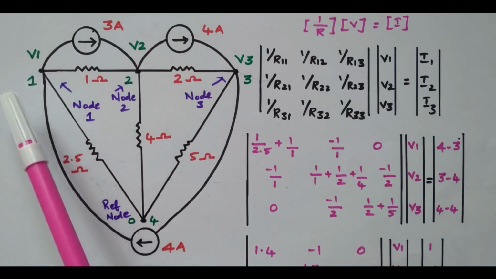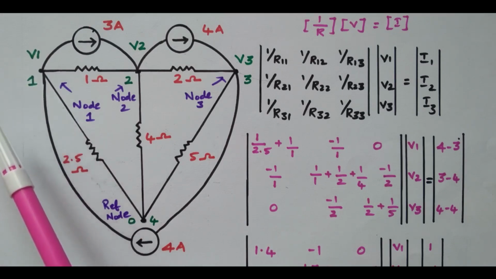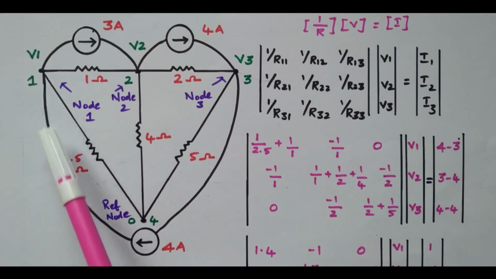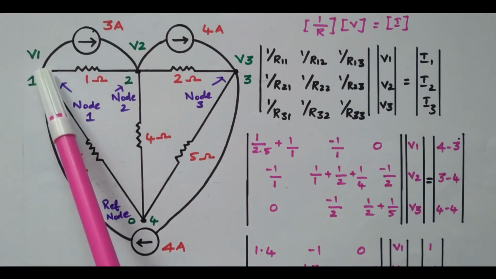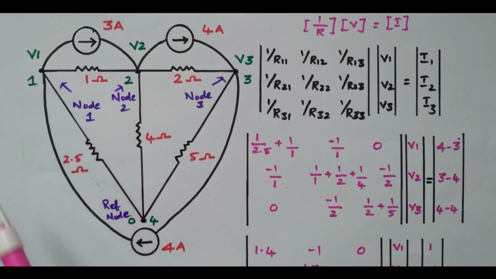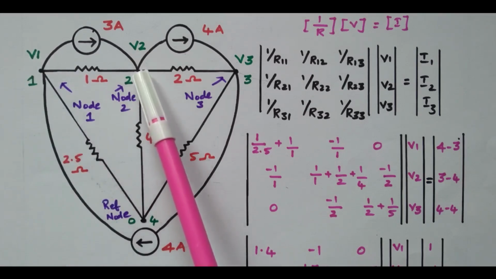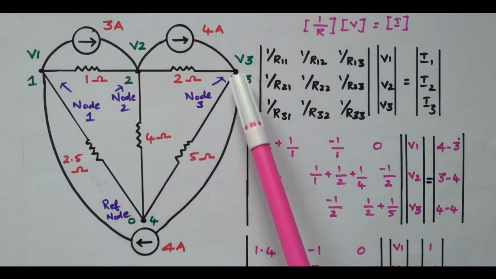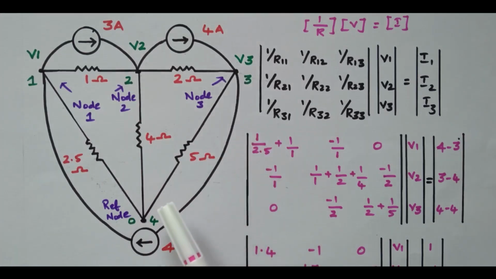Node is nothing but a junction point where the current sources and resistors are connected together. It's called a node. So we'll take this as node 1. The voltage at node 1 is V1. We'll take this as the second node, node 2. The voltage at node 2 is V2. This is node 3. The voltage at node 3 is V3. We have one more node, the reference node, the fourth node, but the potential at the reference node is 0. It's a return path.